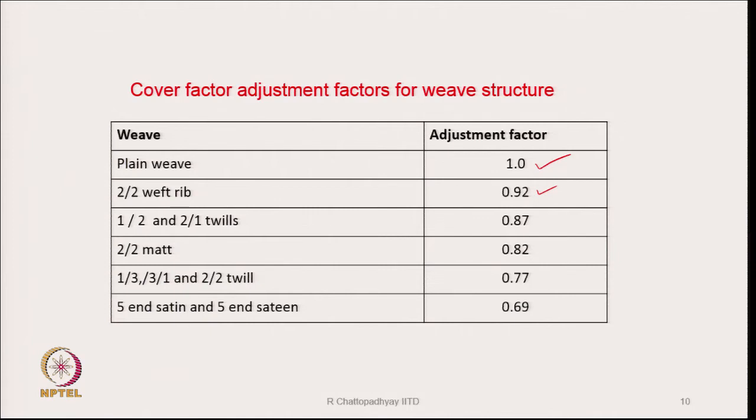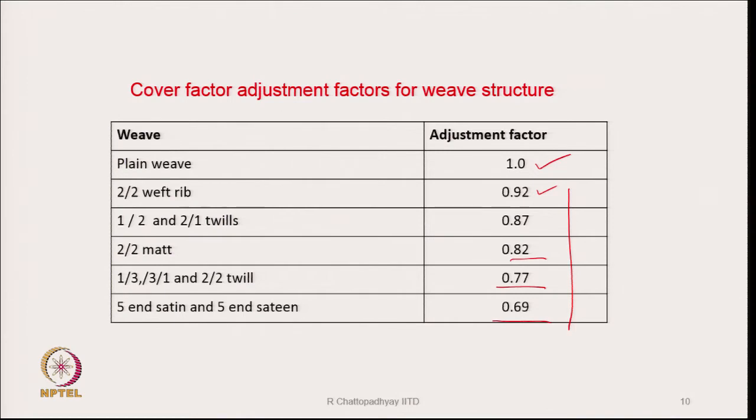For 2 by 2 mat it is going to be 0.82, and for these twills, that is 1 upon 3, 3 upon 1, it is going to be 0.77. For sateen it is going to be 0.69. So, if the cover factor of a plain weave is 1, the adjusted cover factors for the rib, twill, mat weaves are stated here. We have to multiply by these factors to get the maybe typical cover factor of these fabrics, provided other parameters are same.